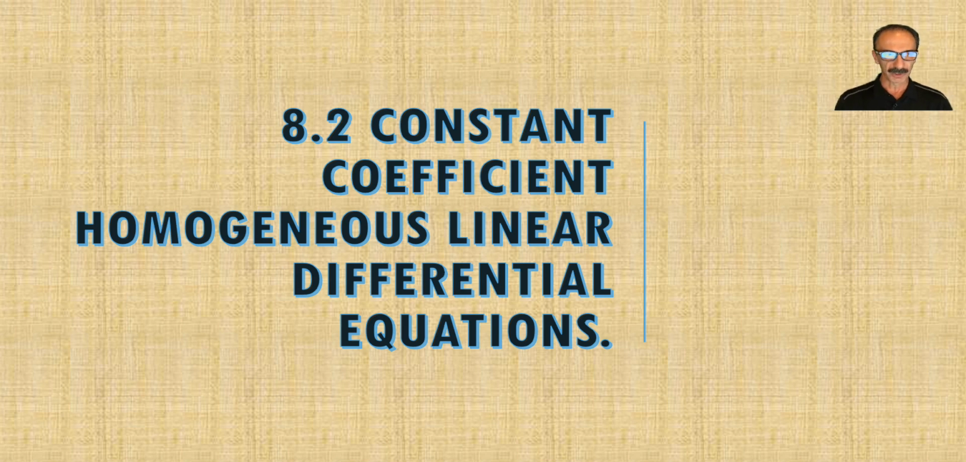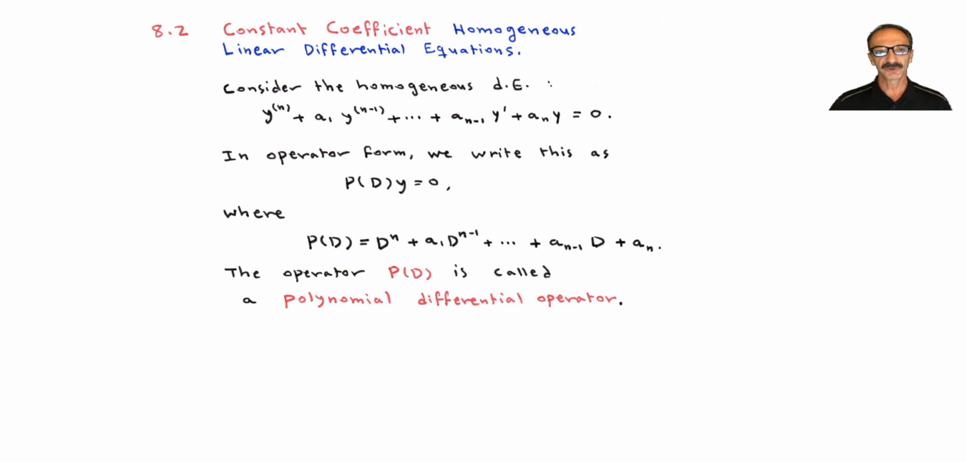So here we go. Constant coefficient homogeneous linear differential equations. Consider the homogeneous differential equation with y to the power n as derivatives, as you could see. In operator form, we write this as P(D)y equals 0, where P(D) equals D to the power n plus a1 D to the power n minus 1, and so on. The operator P(D) is called a polynomial differential operator.